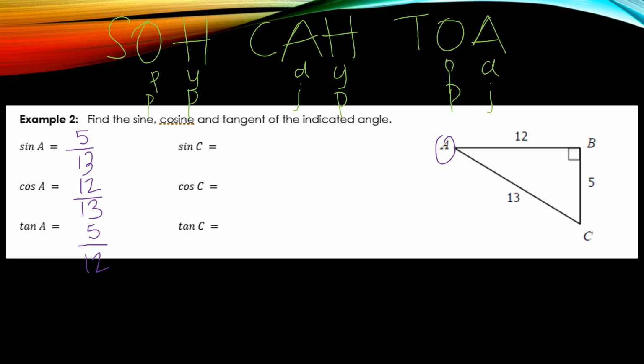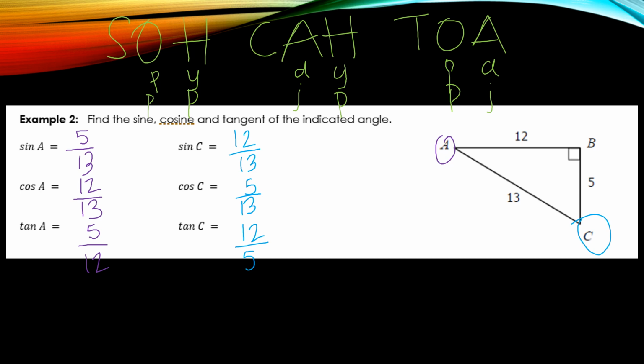So now we're going to do the same thing from the other angle, which is angle C. Sine C means opposite from angle C, which is 12, over the hypotenuse, which is 13. Cosine C means adjacent to angle C, which would be 5, over the hypotenuse, which is 13. And tangent C would mean opposite leg from C, which is 12, and then over the adjacent, which is 5.